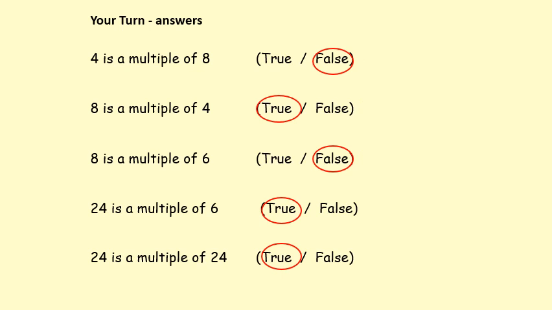Okay, so the answers are up on the boards, so please just mark your work. 4 is not a multiple of 8. 4 is a factor of 8, but the first number in our 8 multiples is going to be 8 itself, so it's already too big. 8 is definitely a multiple of 4 because our 4 times table goes 4, 8, 12, 16, etc.